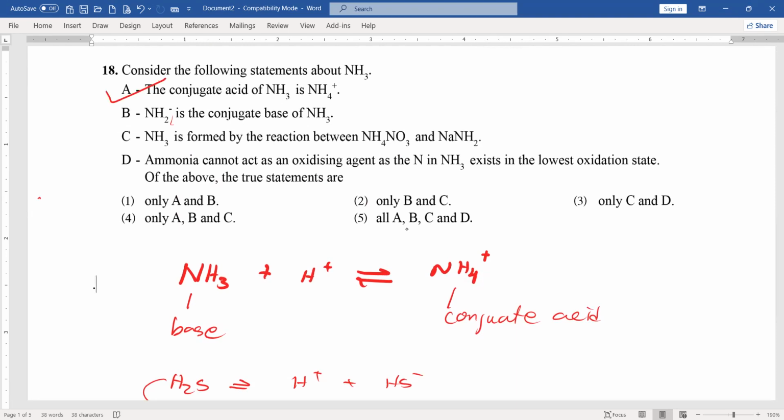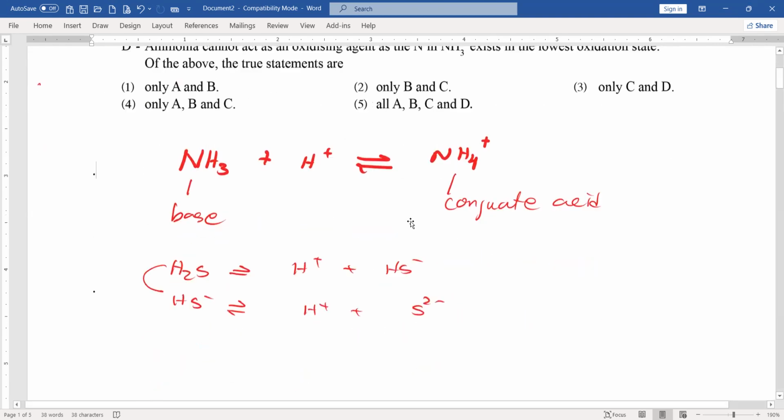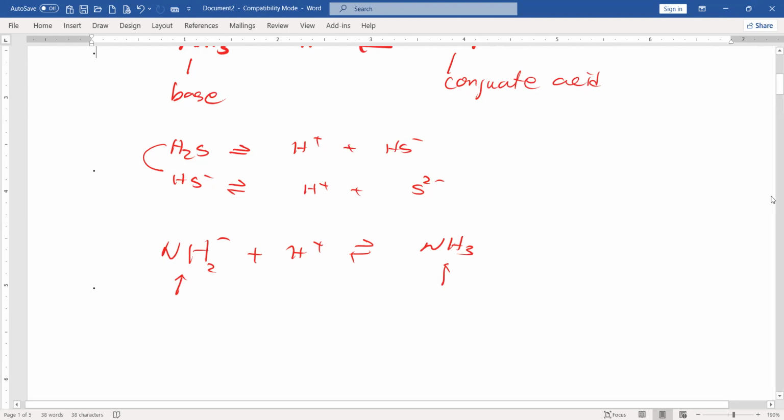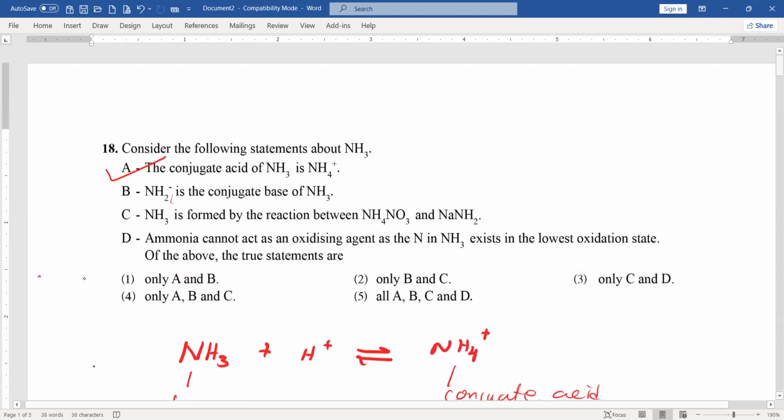Second one, NH2 minus is the conjugate base of ammonia. Again, it is true because NH2 minus plus H plus will give us NH3. So you can say this is the base, NH2 minus, and this is the conjugate acid. Or if this is the base, this is the acid, this is the conjugate base, because again it has only one hydrogen difference between these two. So B is correct.